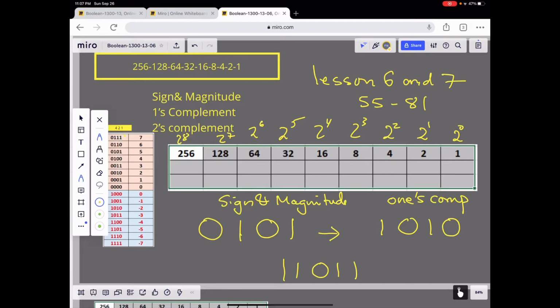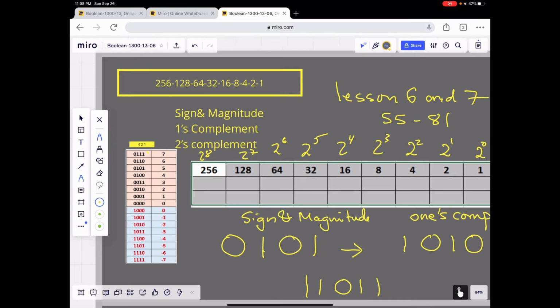Hello everyone. This week we're going to talk about lessons 6 and 7, page 55 to page 81 in your textbook. We're going to cover sign number, and we'll talk about ones complement, twos complement, and then how to add the numbers together, either positive and positive numbers or combining a positive number with a negative number. So let's look at the sign and magnitude.